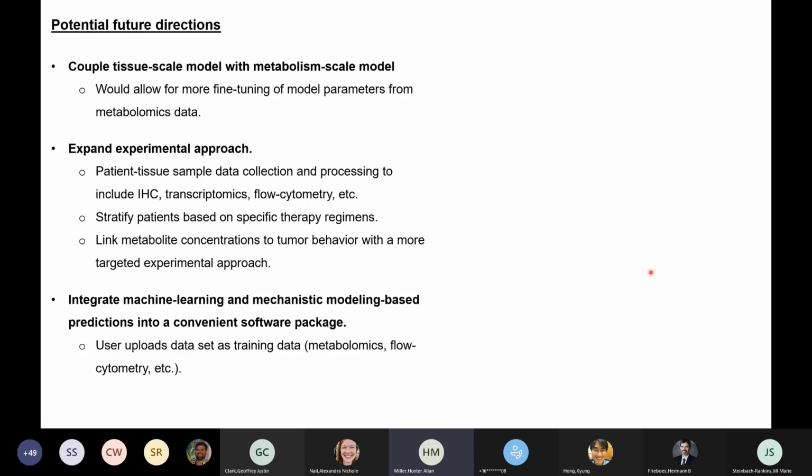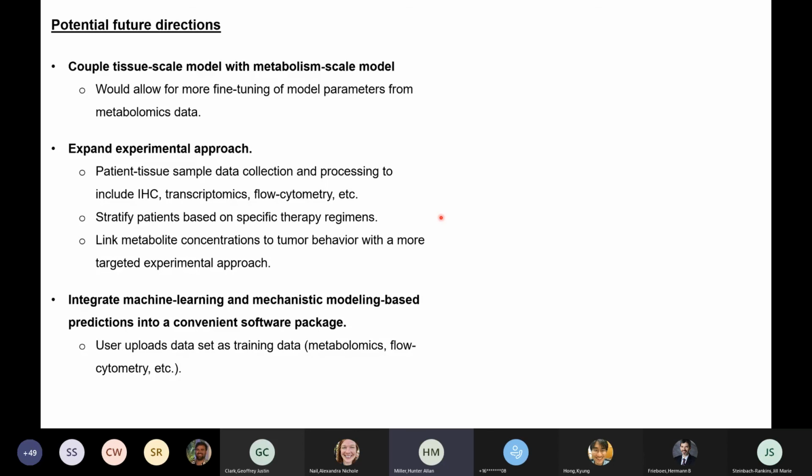So one of the most exciting aspects of this type of predictive modeling framework is the flexibility and the potential for expansion. This type of modeling platform is primarily concerned with events at the tissue scale, but in theory, it could be coupled with other types of models. So I envision a long-term project which may involve the utilization of a model of metabolic networks, which would allow for fine-tuning the model parameters from metabolomics more directly.